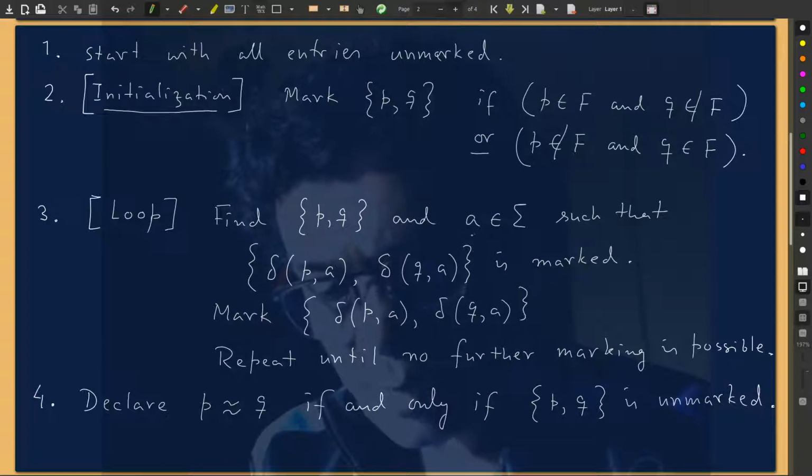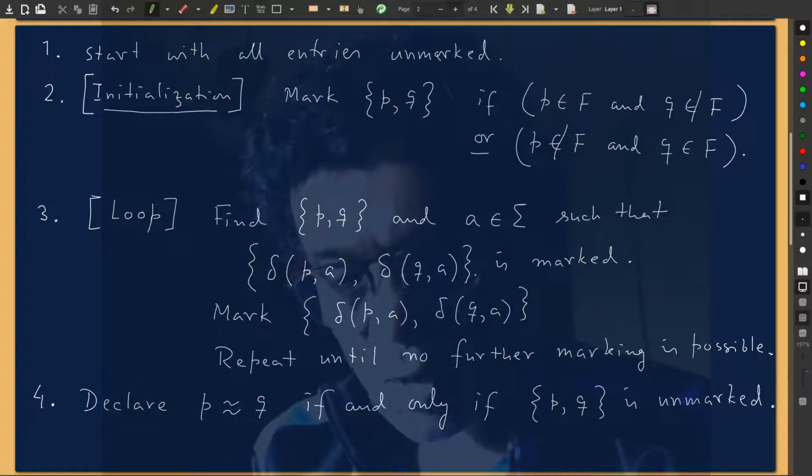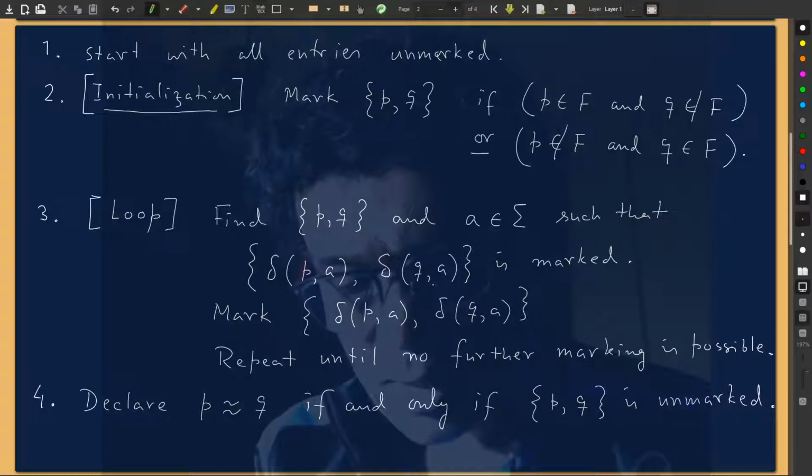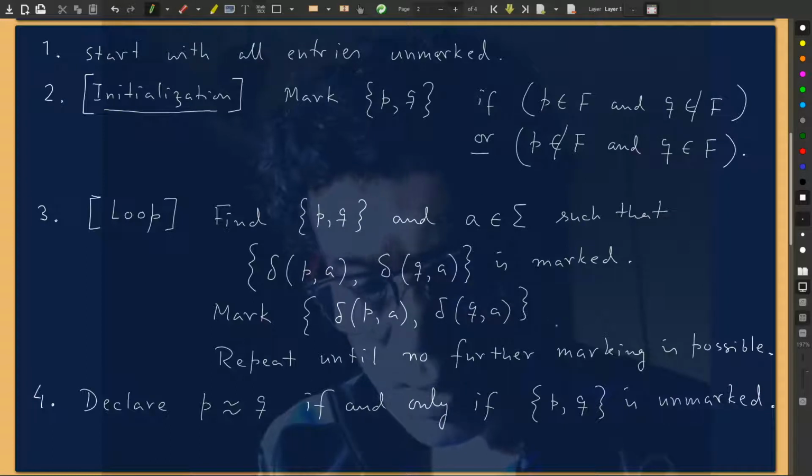Next, inside a loop, so long as we can find a combination of states P, Q and input symbol A such that we have already marked delta PA and delta QA, where delta is the transition function of the given DFA, we mark this new pair P, Q and keep on doing this until eventually we run out of choices for P, Q and A.